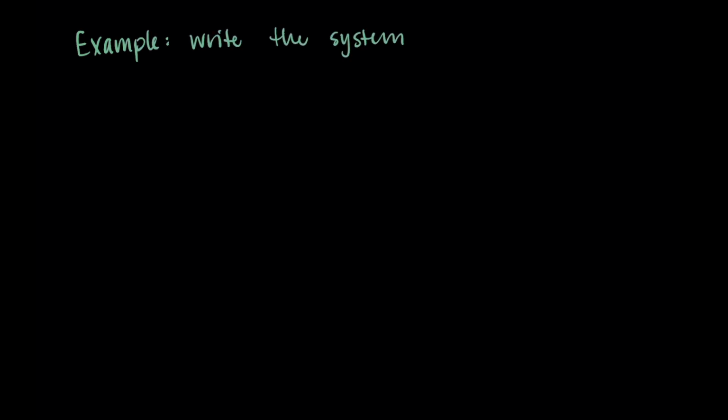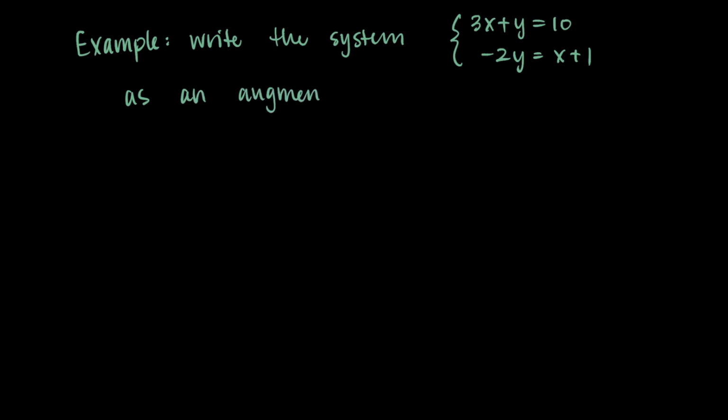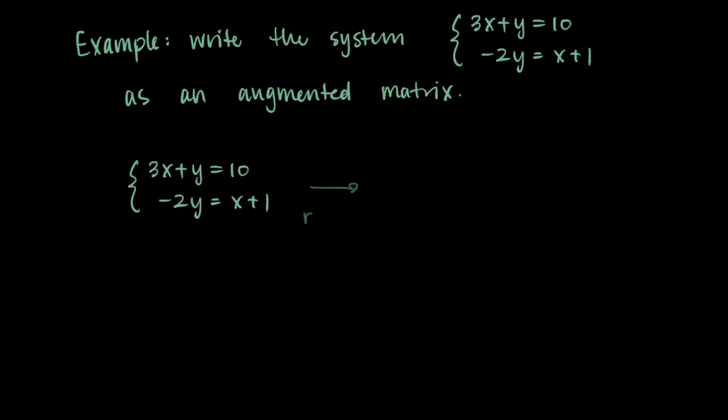For our first example, let's write the system 3x plus y equals 10 and negative 2y equals x plus 1 as an augmented matrix. So in the matrix, the variables are on the left-hand side and the constant is on the right-hand side. So we're going to rewrite our equations to match. The first equation is good, it has the x and the y on the left, but it needs the second one changed. So I'm going to move the x to the left-hand side, and I'm left with negative x minus 2y equals 1.